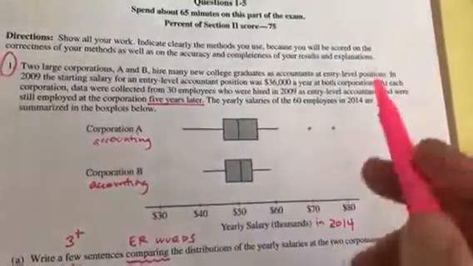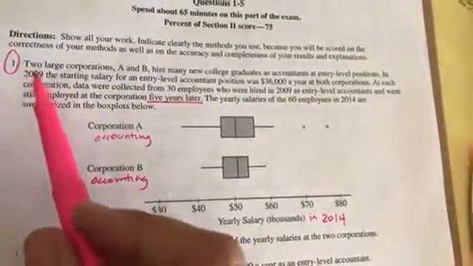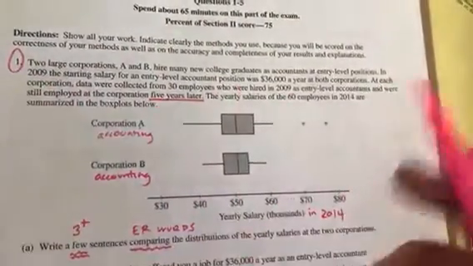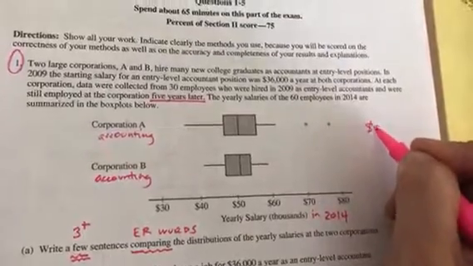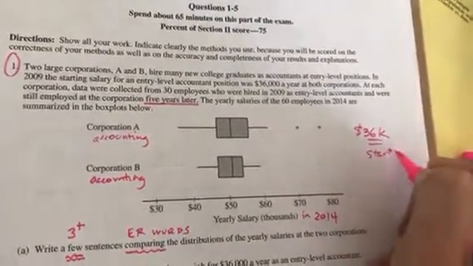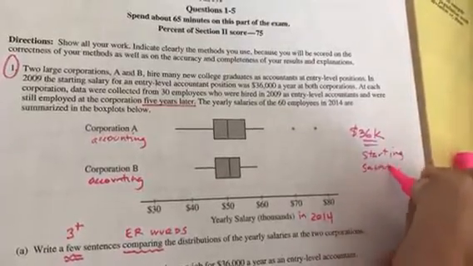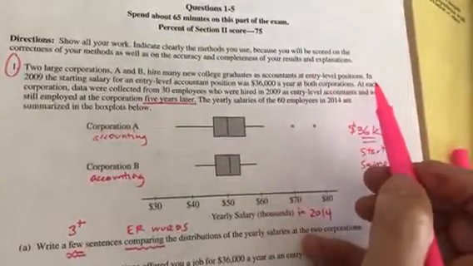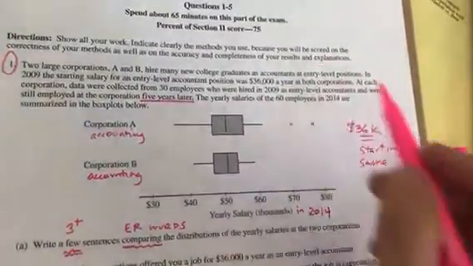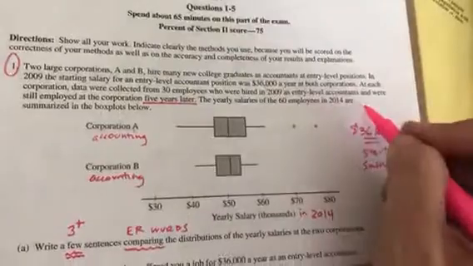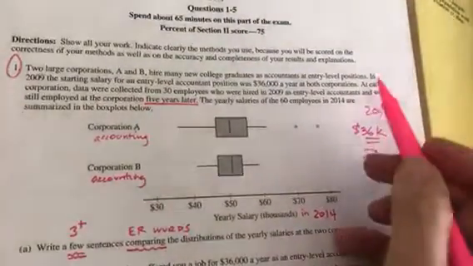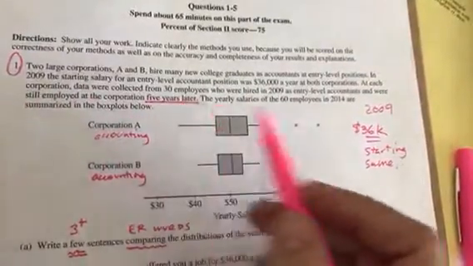All right, now it says in 2009, so we went back and collected some data. Back then, anybody that came to the company, they paid $36,000. And so that was your starting salary. They gave everybody the same starting salary. Now, at each of the corporations, we then collected data from 30 employees who were hired back in 2009, so who started out at $36,000 and were still employed 5 years later.